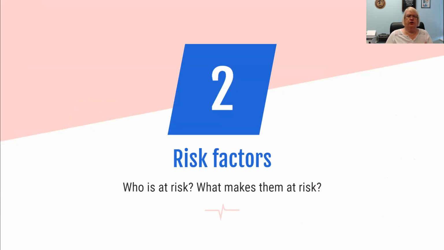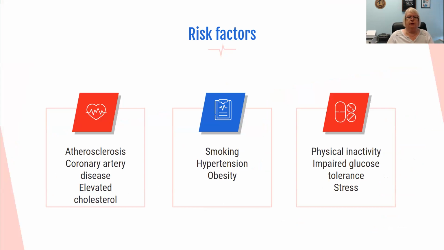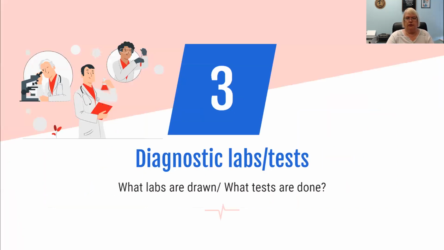So risk, who's at risk for this and what makes them at risk? So we have atherosclerosis, coronary artery disease, and elevated cholesterol. This is the reason that they really monitor cholesterol levels, because this puts a patient at risk for a myocardial infarction. Smoking, hypertension, and obesity are three others that put them at risk. And then physical inactivity, impaired glucose tolerance, or stress.